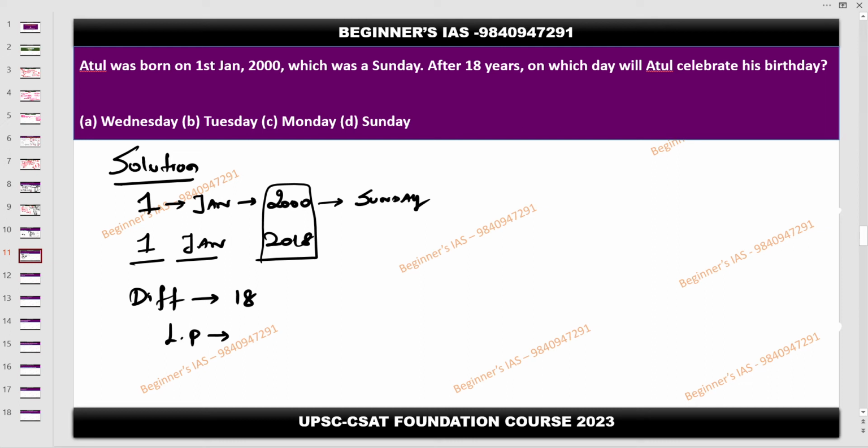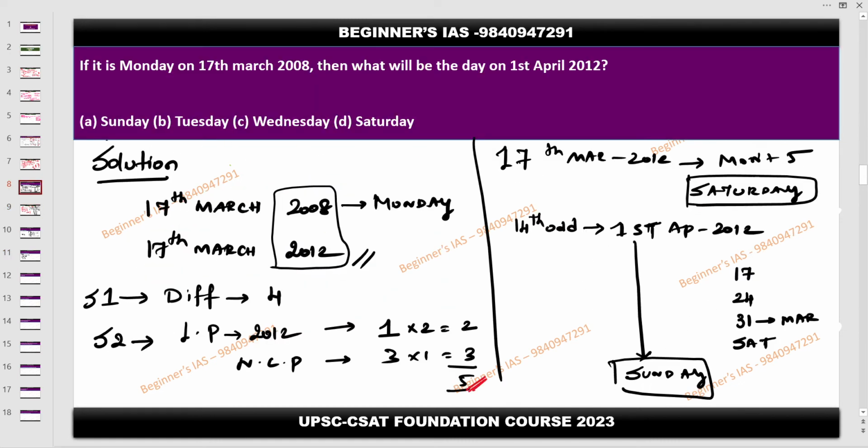So what is the answer here? How many leap years are there? Five leap years are there, including 2000. I gave a simple trick: don't consider the leap year if it is present in the last one, consider the previous one. That is the trick I have provided. But Dinesh gave an exact explanation. In this question, initially I had written 2008.